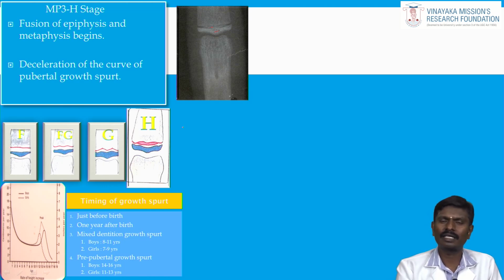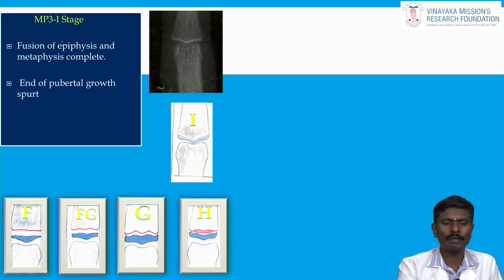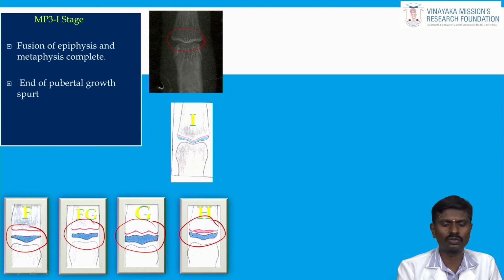So here the skeletal growth of the patient is going to get lesser, completed. In the I stage, the fusion of the epiphysis and metaphysis is completed. You can't see 2 distinct bones here. In the F stage, FG stage, G stage and H stage you can see 2 bones separately, but in the I stage you can't. You can see only 1 bone. It has fused. This shows the end of the growth spurt.